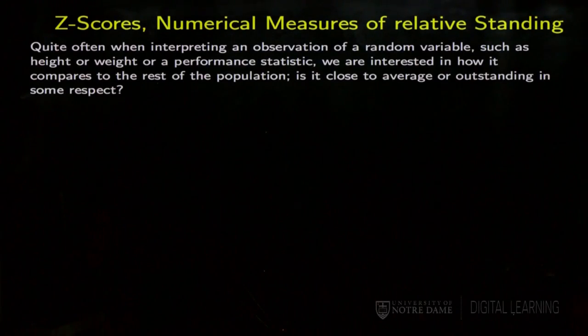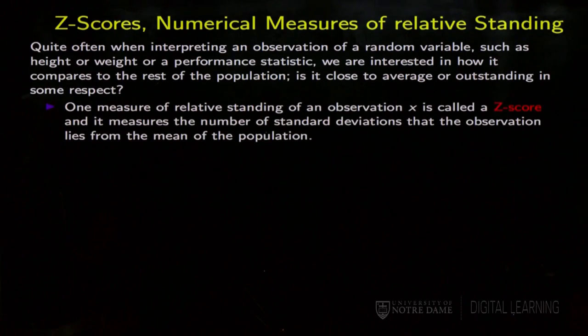Often when interpreting an observation of a random variable, we want to know where it stands with respect to the rest of the population. So we want some measure of relative standing, and one such measure is to count the number of standard deviations away from the mean of the population for our observation. So this is called a z-score.